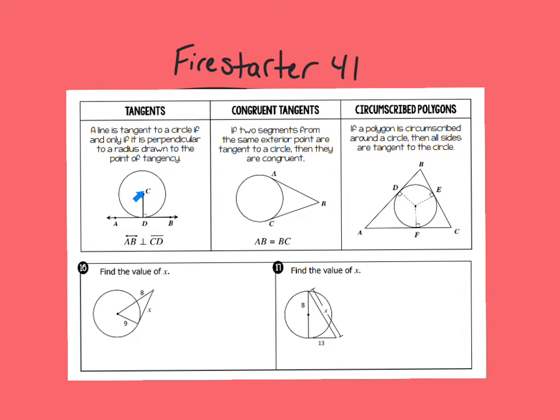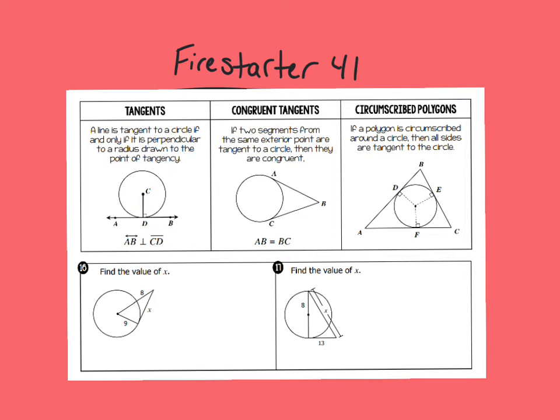So if you draw a radius, it's going to be perpendicular to the radius. It touches the circle at one point, and there's always a perpendicular radius attached to it, because remember, the radius can go from anywhere. So if the tangent line was here, I could draw the radius right there.